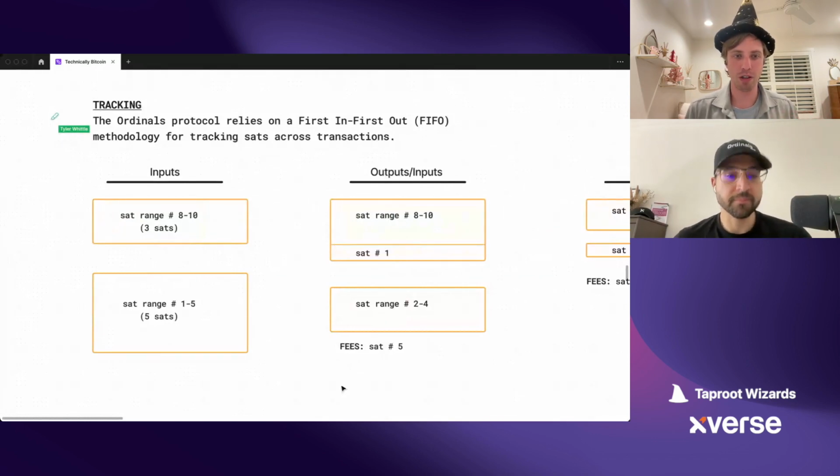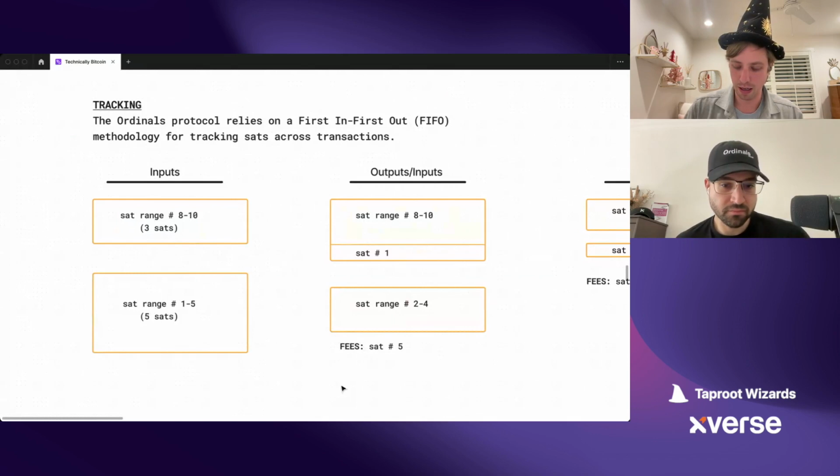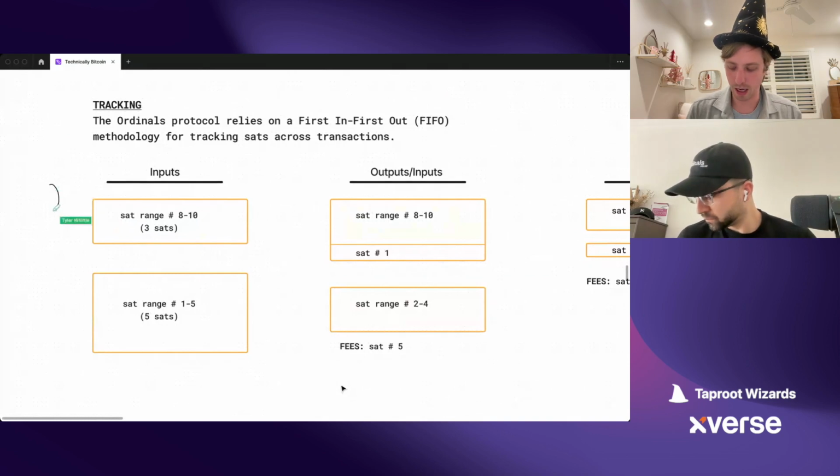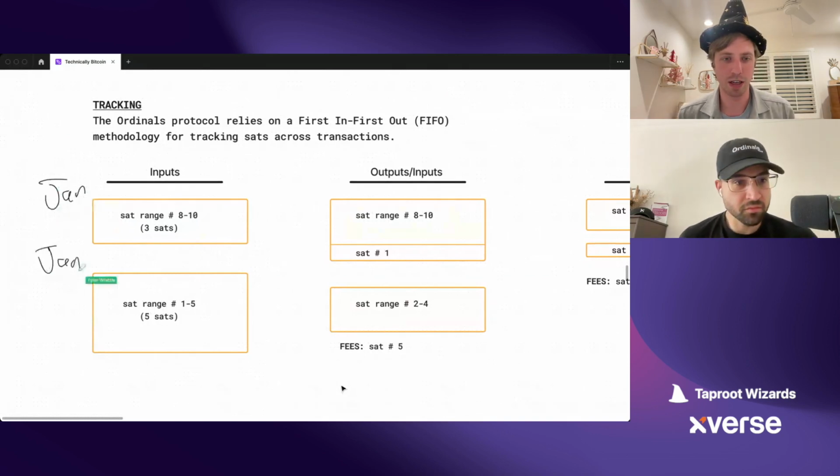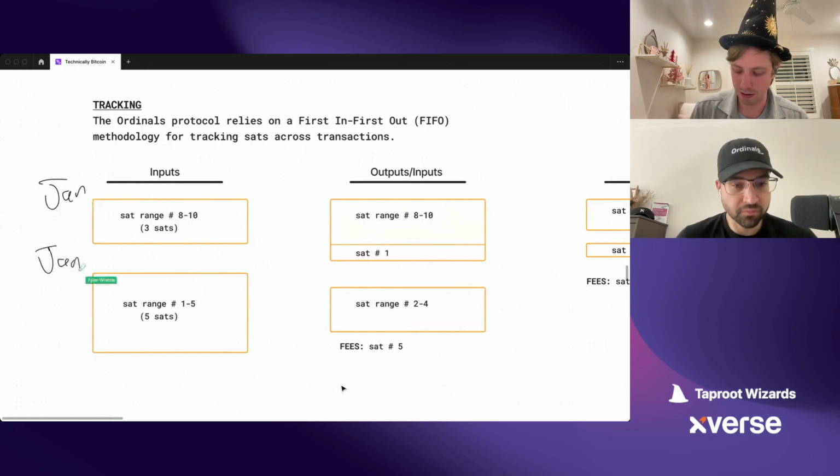So what I want to illustrate here, we're going to look at Jan, and Jan here is going to own 2 UTXOs. One is going to have 3 sats on it, and one is going to have 5 sats. The first one is going to have sat range 8 through 10, and the second one is going to have sat range 1 through 5.